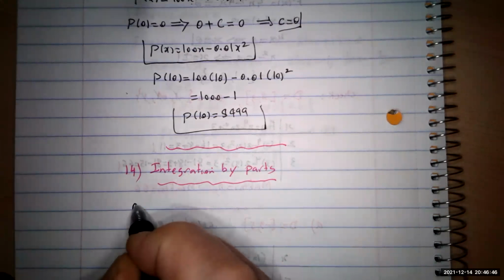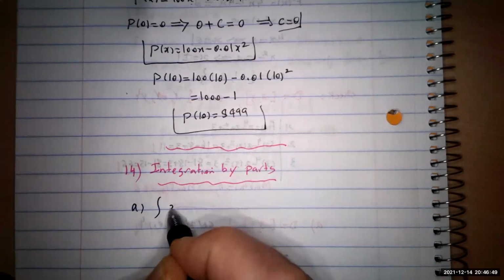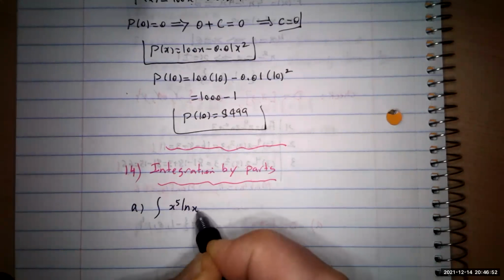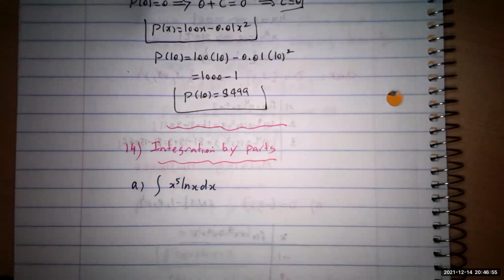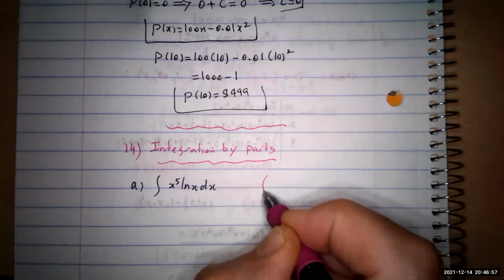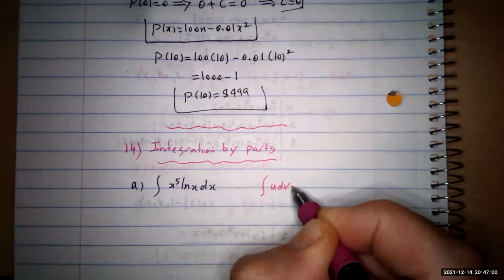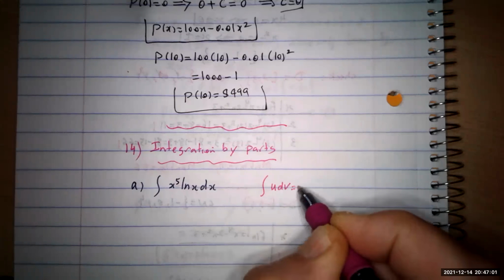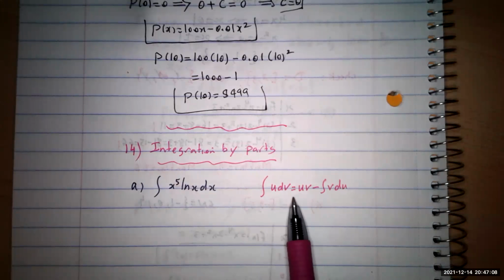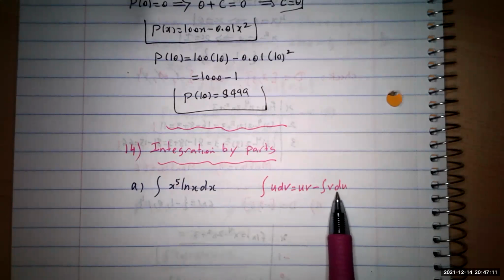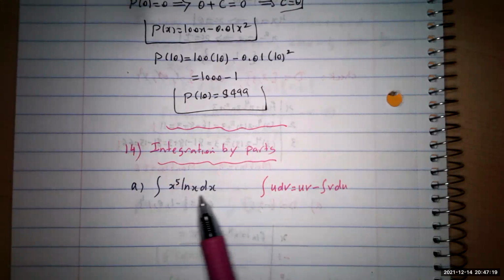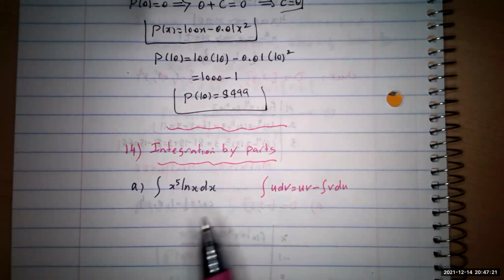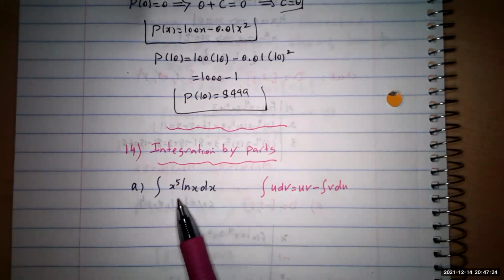So the first one is the integral of x to the 5th ln of x dx. Remember the formula for integration by parts is this one: the integral of u dv is uv minus the integral of v du. The idea is we switch the form of the integral to something else and hope that something else would be easier to handle than the given one, because this is very difficult, and we don't know anything about it.